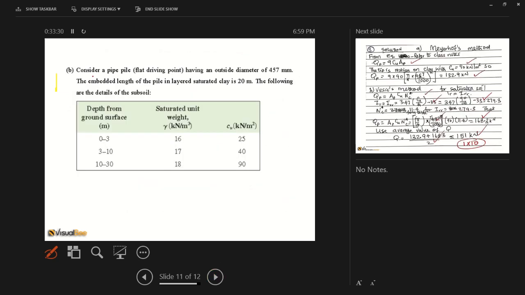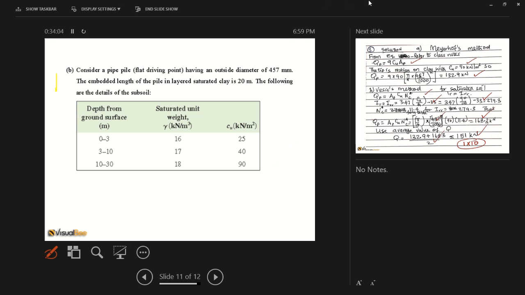So finally, consider a pile with a flat driving point having an outside diameter of 457. The embedded length of the pile in layered saturated soil is 20 meters. The following are the details of the subsoil. So here, no friction has been mentioned. In this case, it appears that this is an end-bearing pile, because the information given to you will also point to how you are supposed to solve the problem.